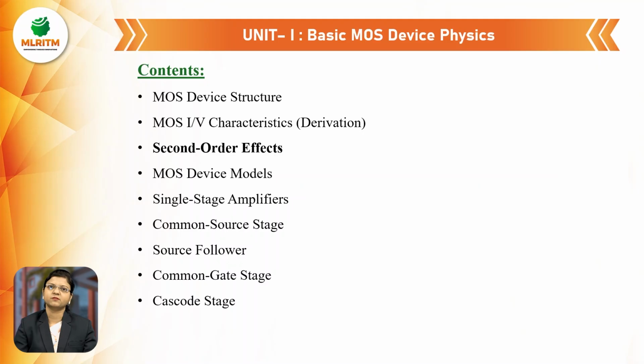Earlier we discussed the MOS device structure and the threshold voltage and its impact. Then we saw the derivation of the MOSFET VI characteristics, with the current equations in the cutoff, linear and saturation regions. That was the basic operation of the MOS. We can call it ideal conditions, or the first order effect, which means the normal operation of the MOSFET. But here we are going to see the second order effects.